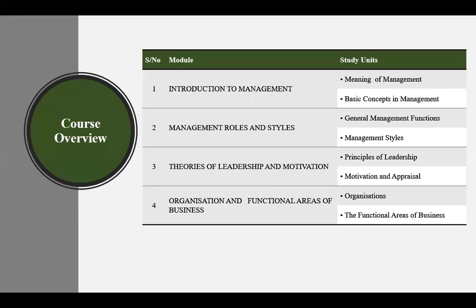Then the next module will be theories of leadership and motivation. You begin to ask yourself, why will we be talking about leadership and motivation? The answer is just a simple thing. Management gets things done through and with people. Therefore, you need to consider how people are led. You don't lead material resources, but you lead human resources.